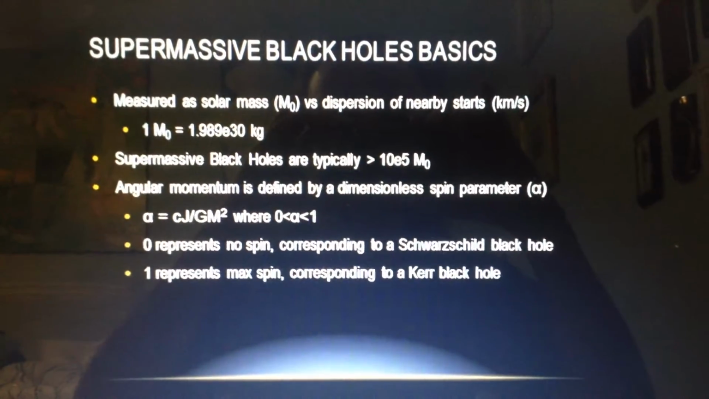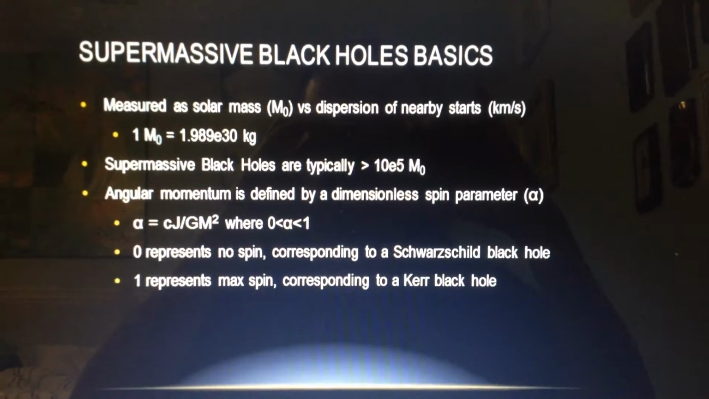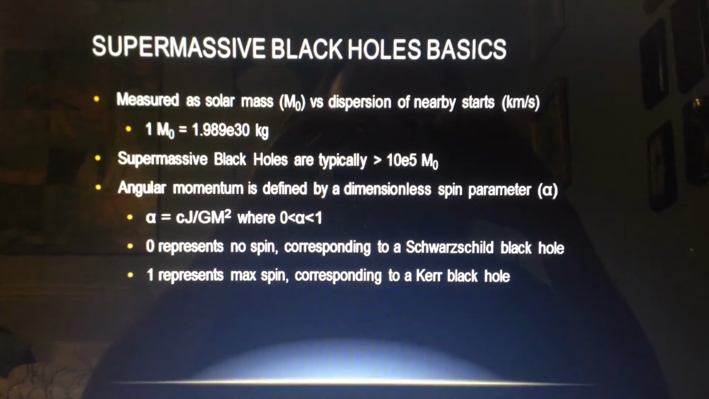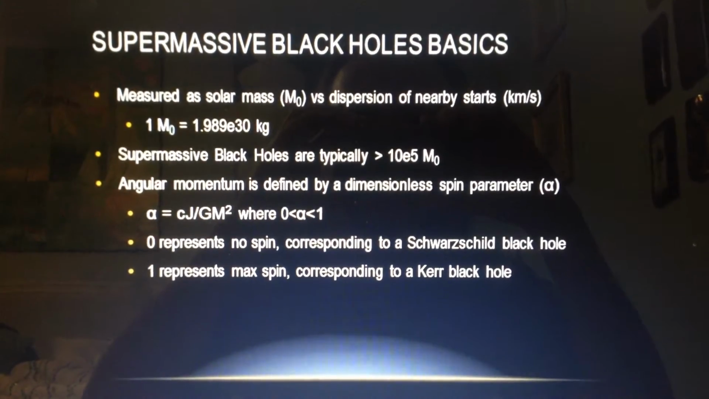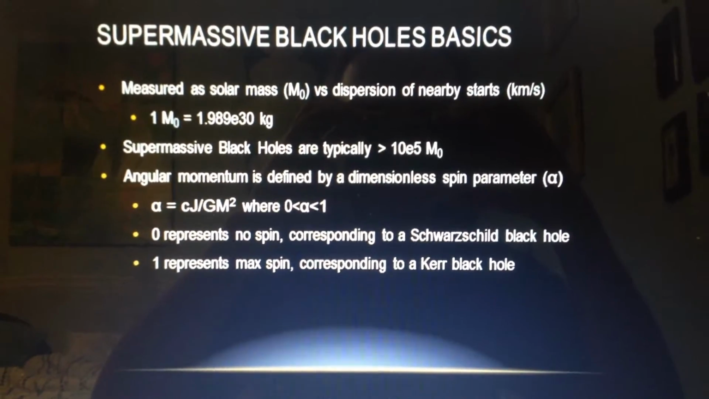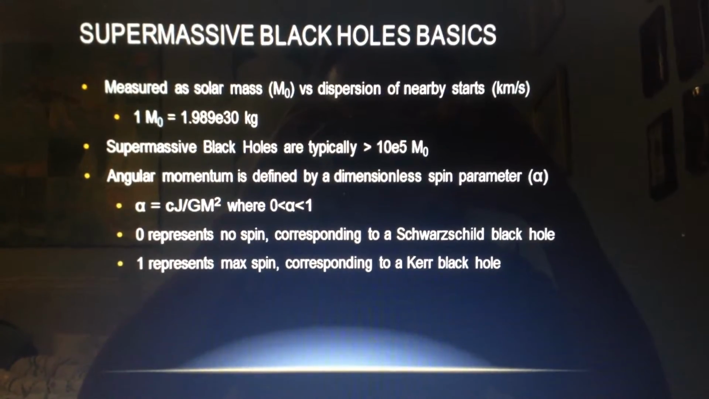In this lecture, we learned about supermassive black holes, which are measured as solar mass units versus dispersion of nearby stars. One solar mass unit is equal to 1.989 e to the 30 kilograms, and supermassive black holes are generally much larger, ranging above 10e5 solar mass units.